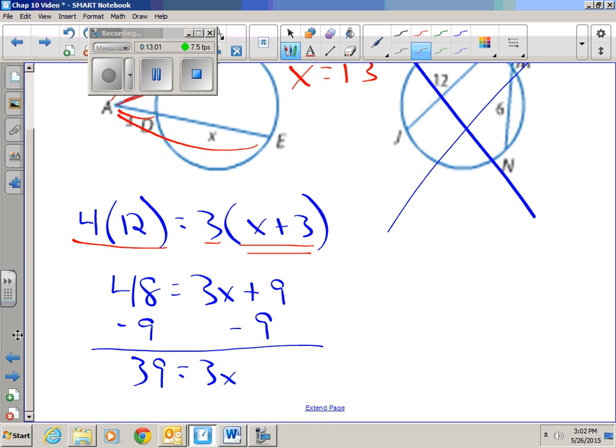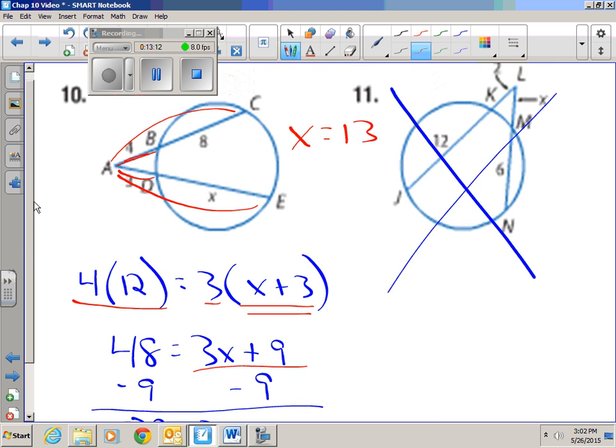Now we're just doing some algebra 1, folks. 4 times 12 is 48. 3 times x plus 3 is 3x plus 9. I'm going to minus 9 from both sides, divide by 3 on both sides, and I do get x is equal to 13.